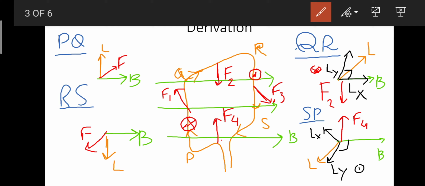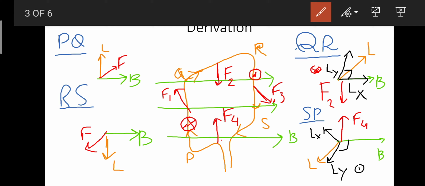Talking about F2 and F4, these are the two forces which have magnitudes equal to each other, and we see that their directions are completely opposite to each other. F2 is in the downward direction, F4 is in the upward direction. So these two forces are also opposite to each other.